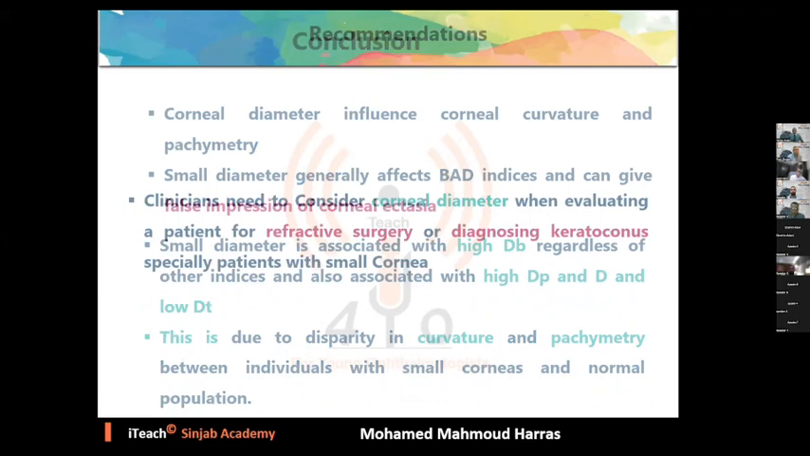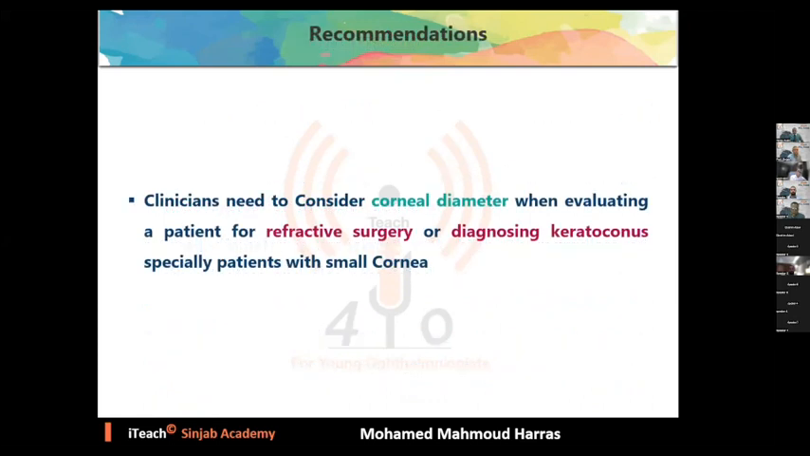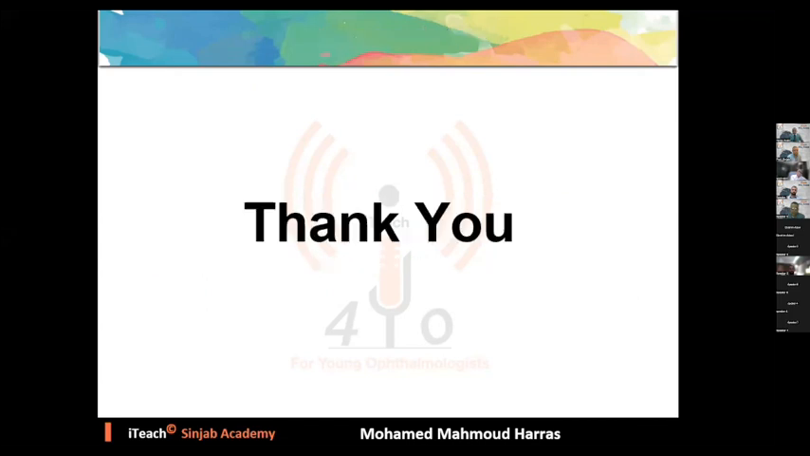The recommendations are that clinicians need to consider corneal diameter when evaluating a patient for refractive surgery or diagnosing keratoconus, especially patients with small cornea. Thank you.